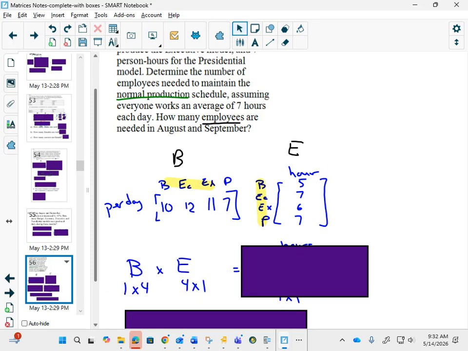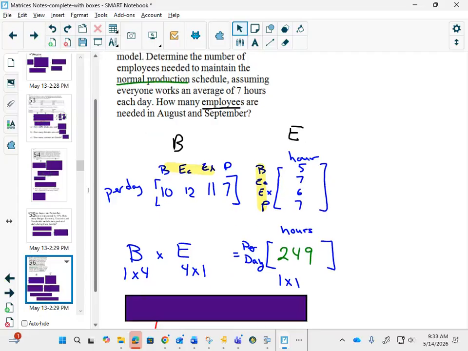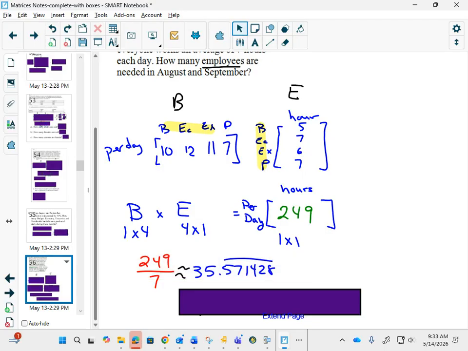So if I do that beep, do you see what I'm going to get as my answer? My answer is going to be a 1 by 1. And my answer that's a 1 by 1 is going to be per day hours. Okay. Just like that, I can figure out I need 249 hours per day. Right? Each person works 7 hours. I need 35.5, about 36 employees in a regular schedule.